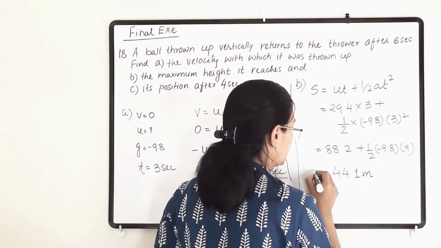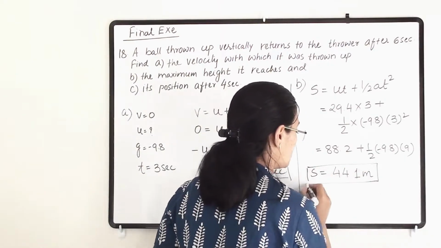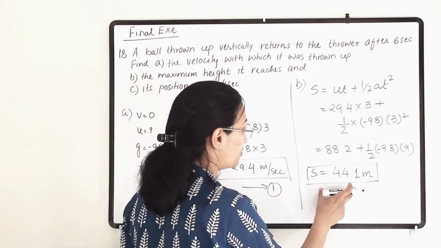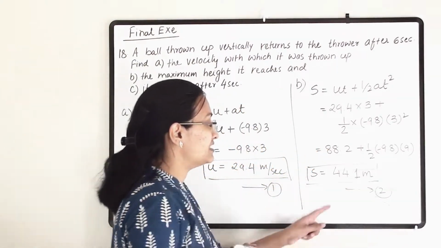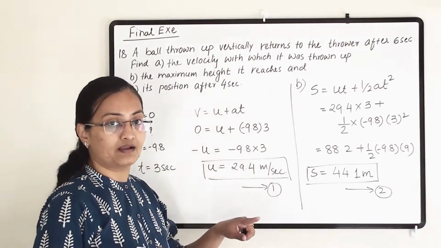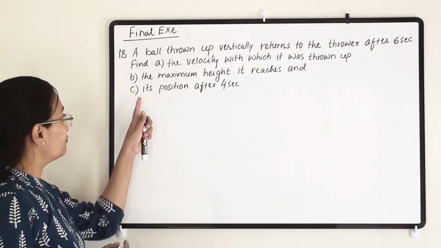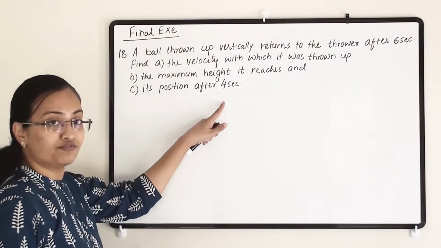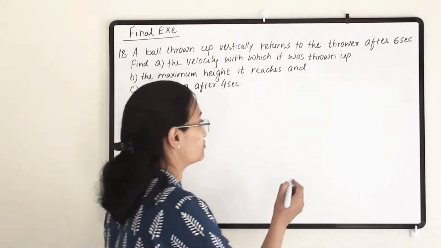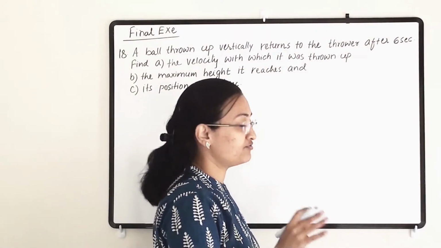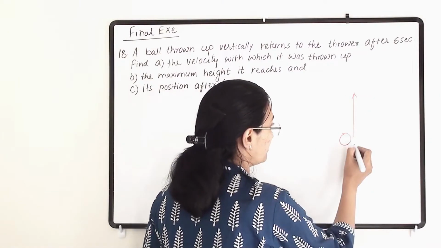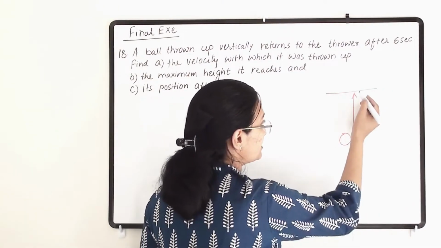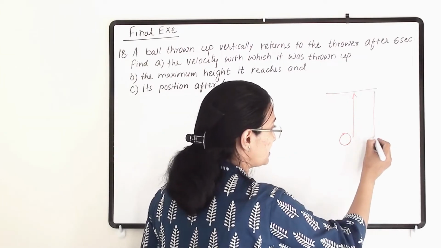44.1 meter distance. So when the ball is thrown upward, it is going to cover this much distance till the top, and then it will start coming back. The third thing we have to find out is its position after 4 seconds. So how much distance it will cover after 4 seconds, that we have to find out.